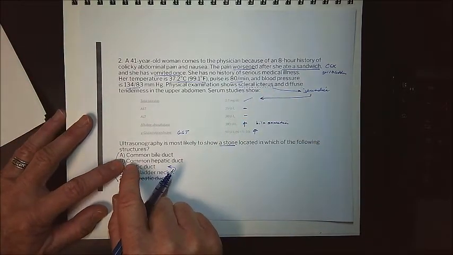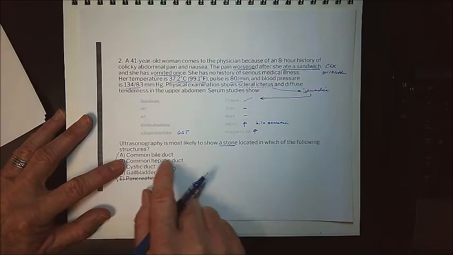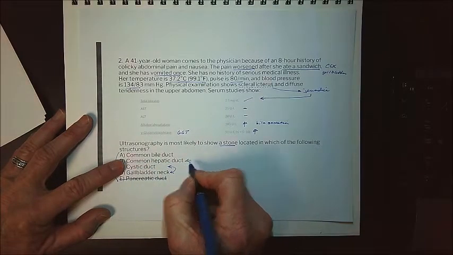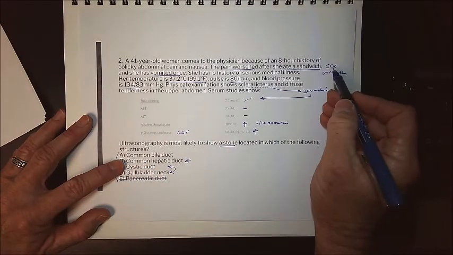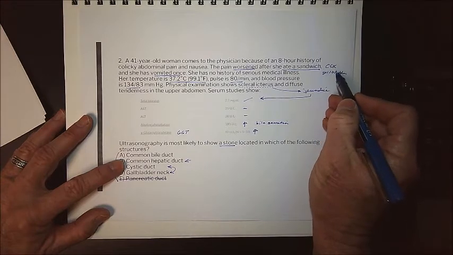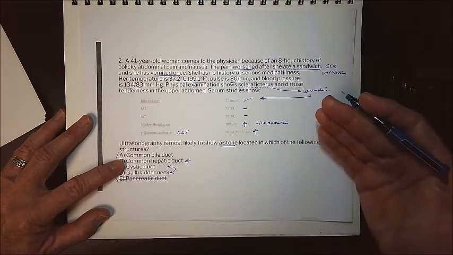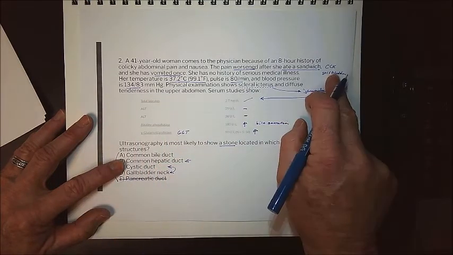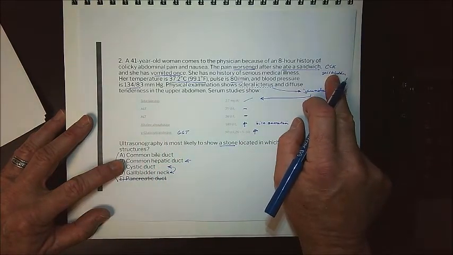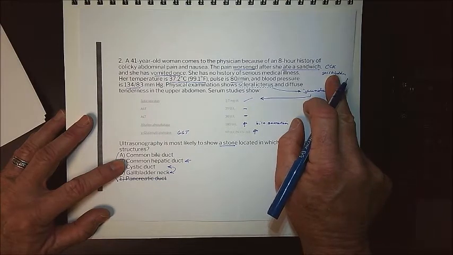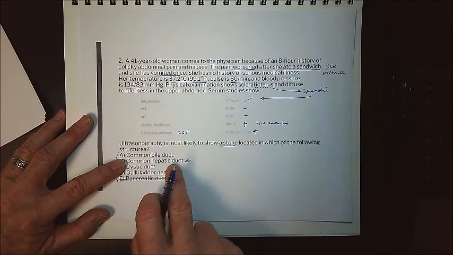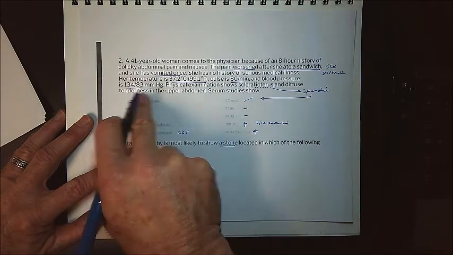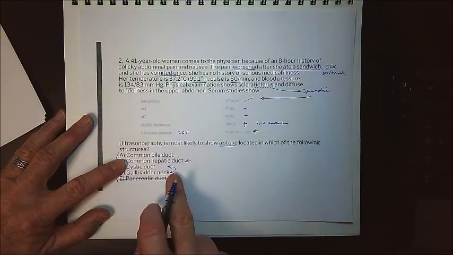So the common hepatic duct, if we had a stone located in the common hepatic duct, that would indicate that the CCK would be compressing the gallbladder, and it wouldn't really have much tenderness because the gallbladder would be responding normally and just pushing out its contents, whatever contents it would be. So this would also lead to jaundice, but it wouldn't lead to the tenderness in the upper abdomen.